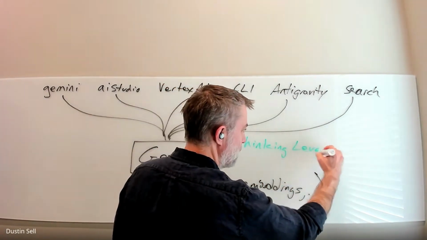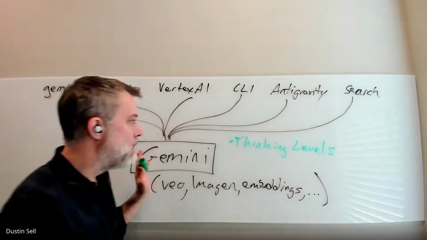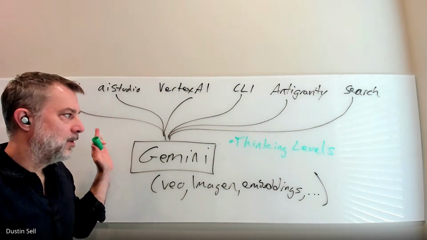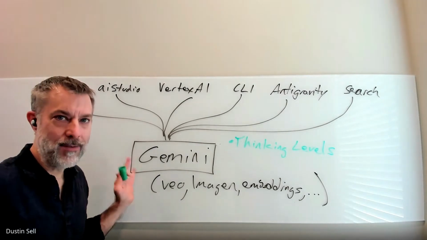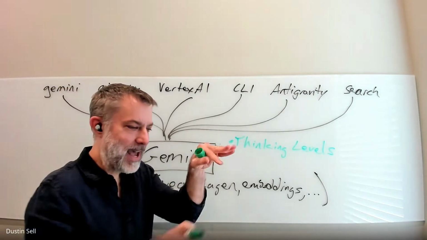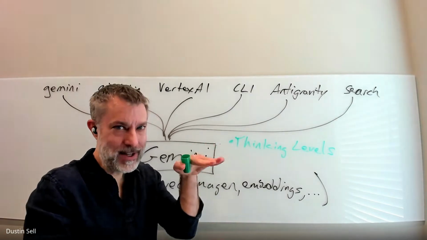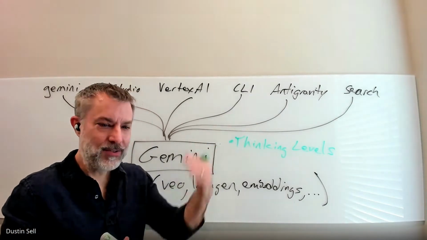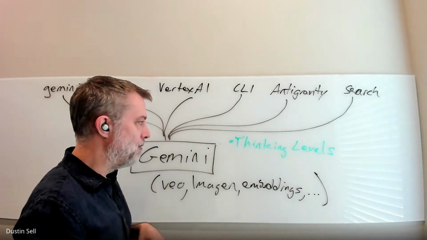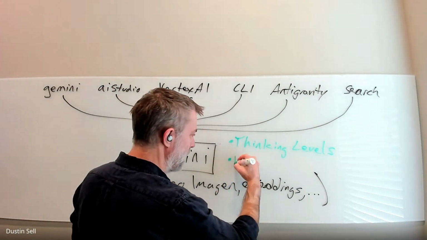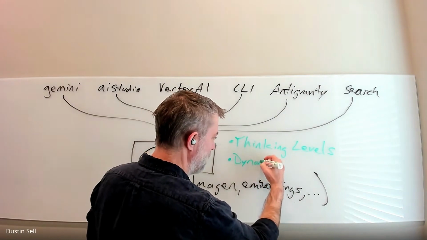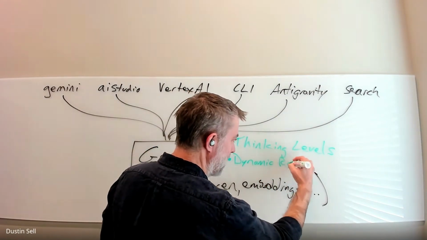So this is essentially telling the model how deep to think about the prompt that you give it. And in just a second, we'll ask Gemini the same prompt using different thinking levels so you can see how it behaves differently. Another very important capability is called dynamic routing.